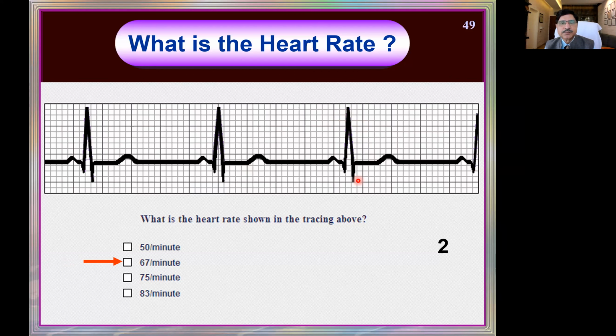As simple as that. So all I have to do is memorize that the first line is 300, second line is 150, third line is 100, fourth line is 75, fifth line is 60, 50, 43 and 37. Suppose the complex occurred here and the next complex occurred here, let us say, it will be 1, 2, 3, 4, 5, 6 boxes. 6 boxes is at the rate of 50. So this is the rate of 43 and this is the rate of 37. So this is how you go about it.